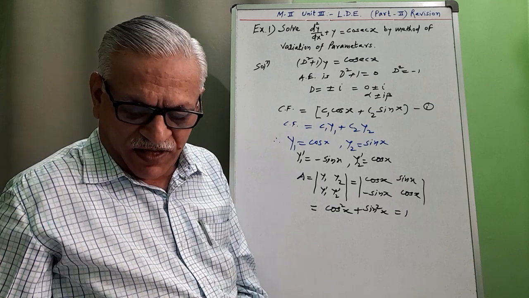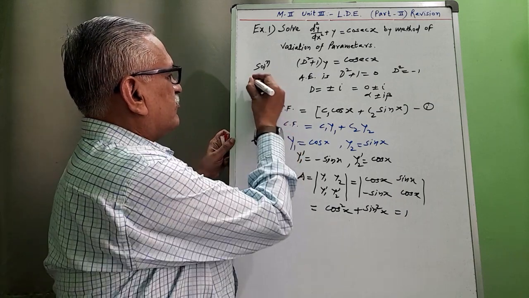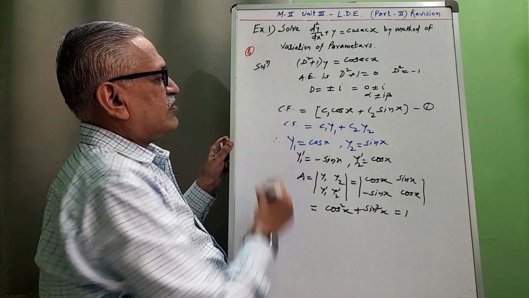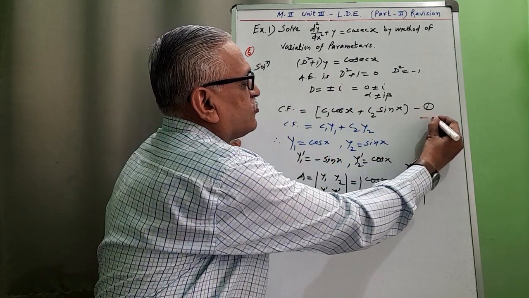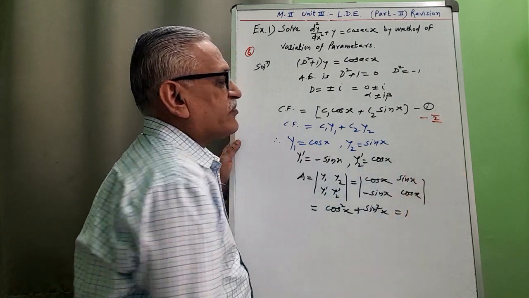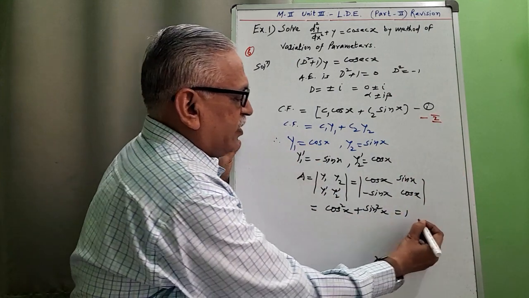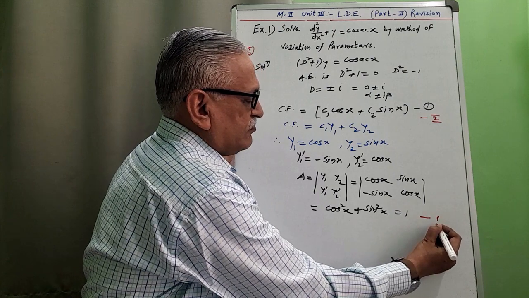Generally this type of problem is asked for 6 marks. For getting this CF correct, you will get 2 marks. For obtaining the value of A, you will get 1 mark.